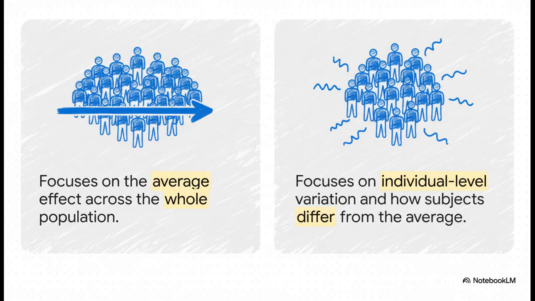So to solve this, our map splits into two main paths. If your question is about the average effect across the entire population, like, on average, does this new drug lower blood pressure? Then you'd go down the path of generalized estimating equations, or GEEs. But if you're more interested in the individual variation, like how does the drug's effect differ from patient to patient, then you'd head down the path of mixed effect models. See? They're two different tools designed to answer two very different questions about the exact same kind of clustered data.